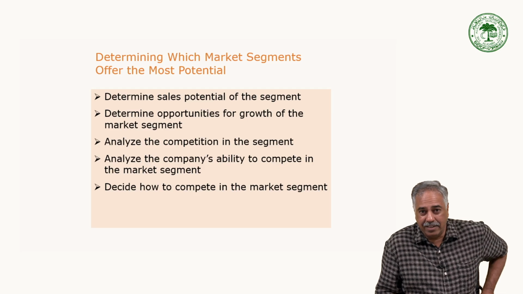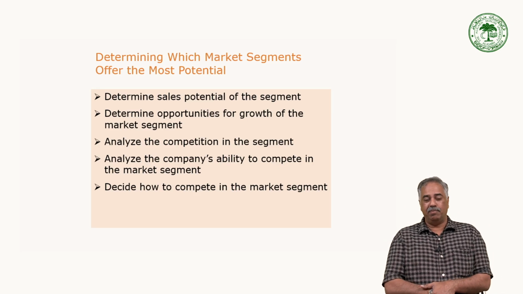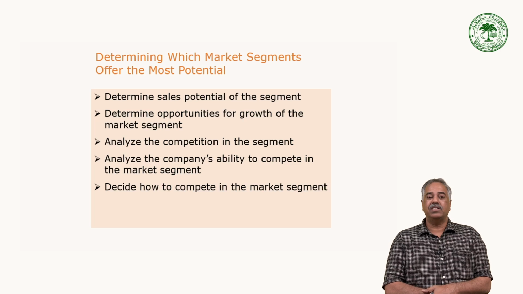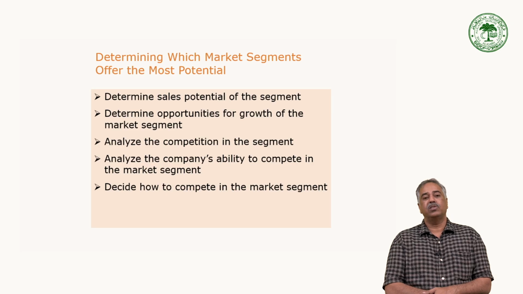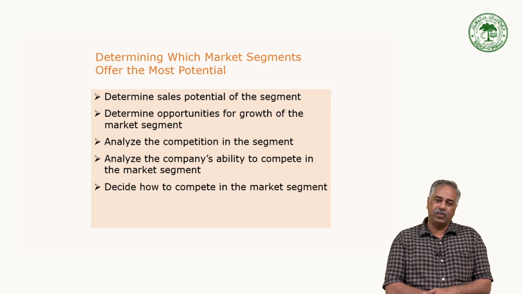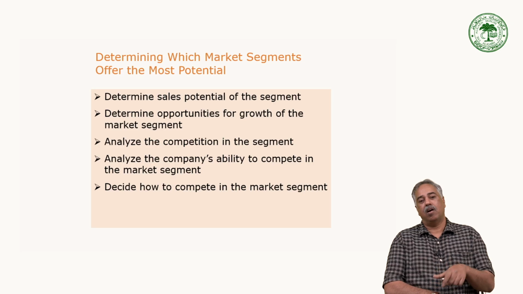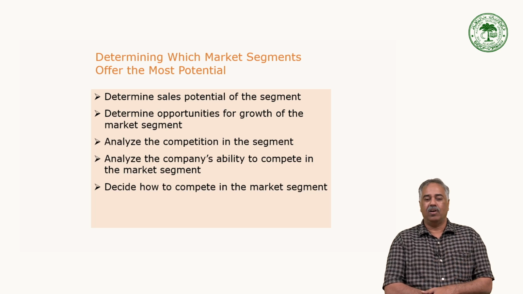So, if we talk of the STP part, how do we decide which of these segments we really want to target? There is a structured process. What you need to do is look at the sales potential of each of these segments. So, let us say you have segmented the market and you have decided that the market has basically 6 segments. How do you go about it? What you do is decide on the sales potential: in this particular segment, how many units, what would be my volume sales, or what would be the sales in dollar terms or rupee terms. That is what you need to decide.